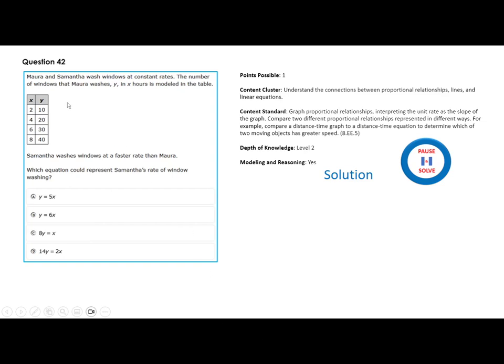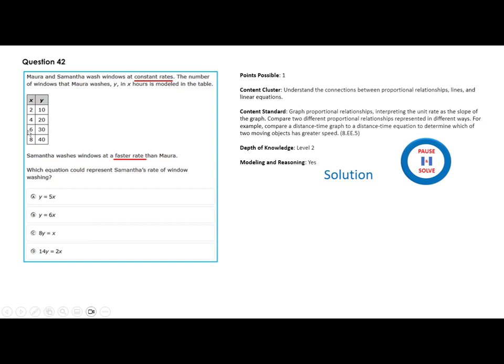Maura and Samantha wash windows at a constant rate. The number of windows that Maura washes in x hours is modeled in the table. Very clear. Samantha washes windows at a faster rate. Which equation could represent Samantha's rate of window washing? Constant rate, and I want it to be a faster rate.